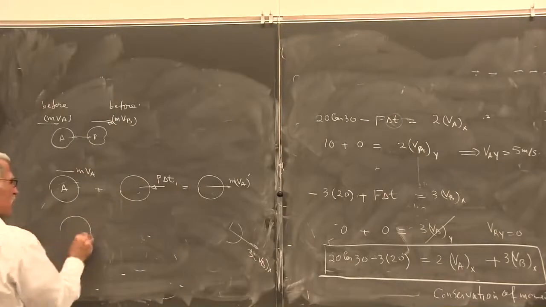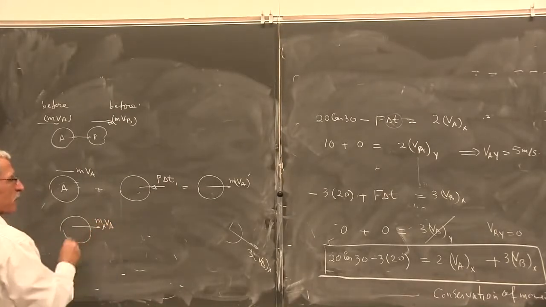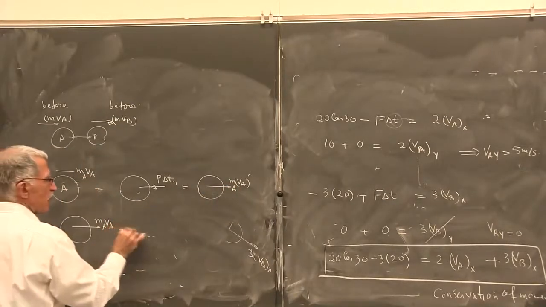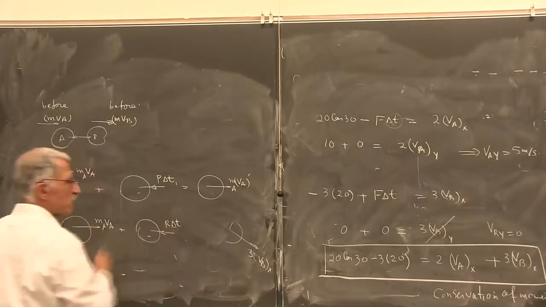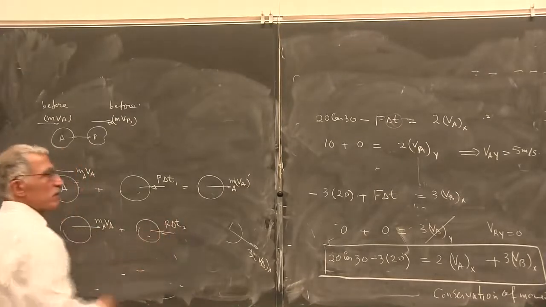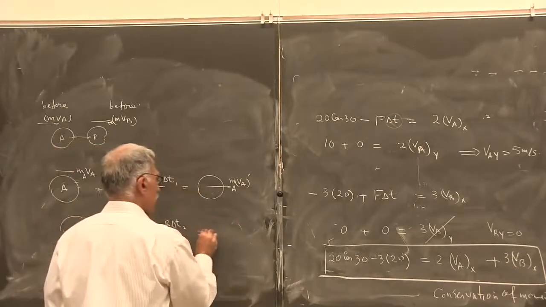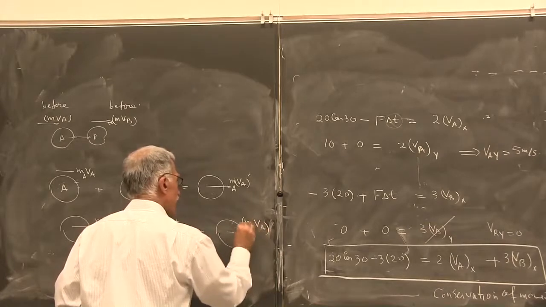So that is a new momentum, mVA prime. And then you get some rejection, and that's R delta t, delta t number 2, and then you obtain the final velocity, mVA final.